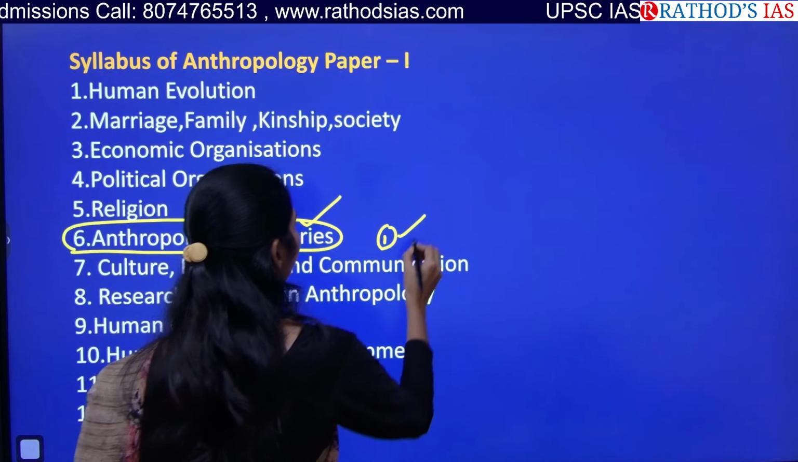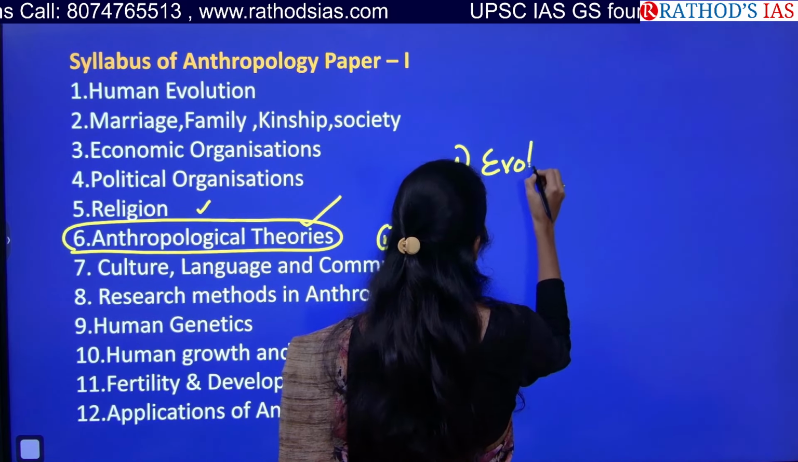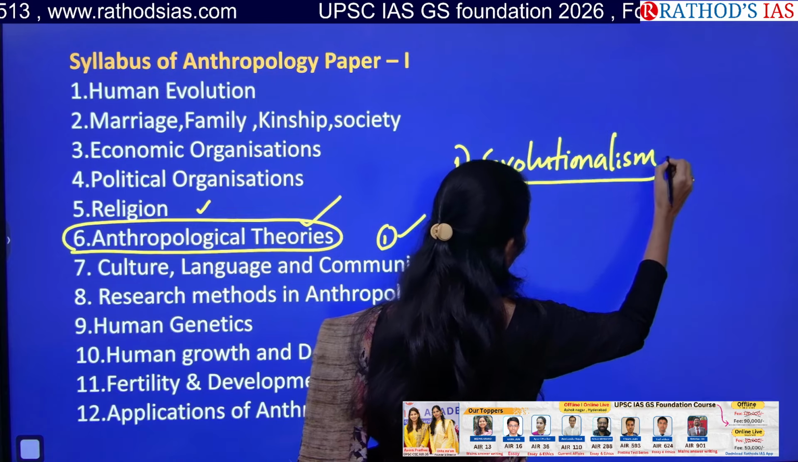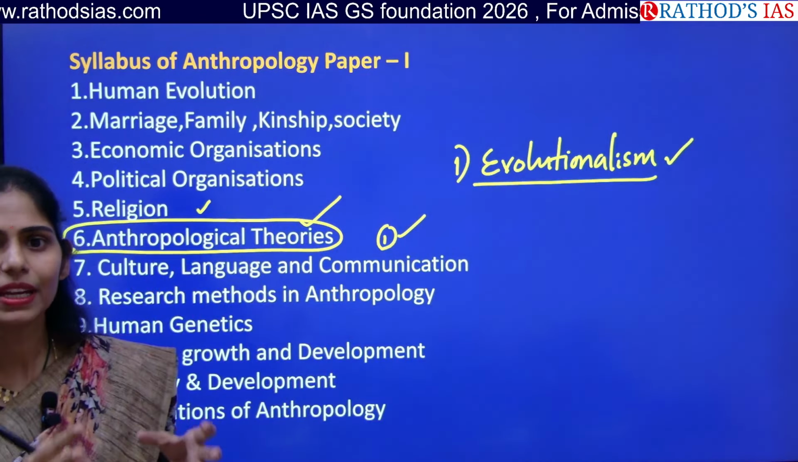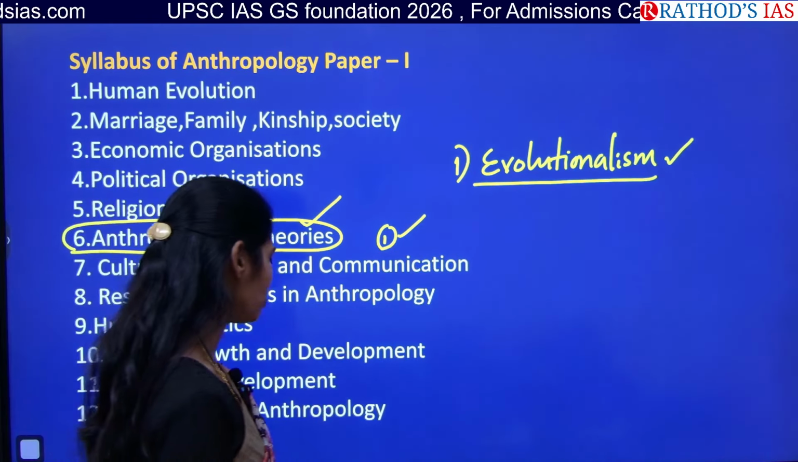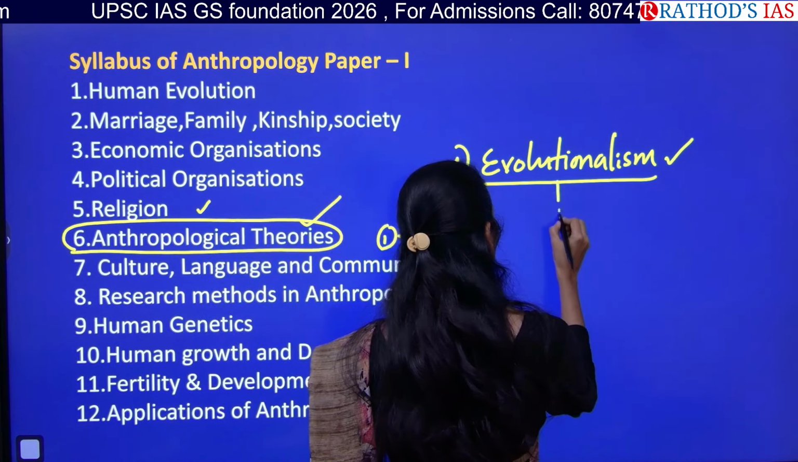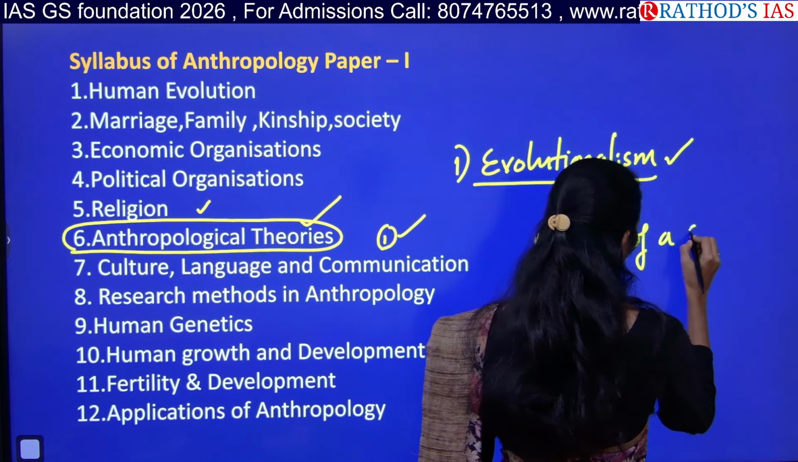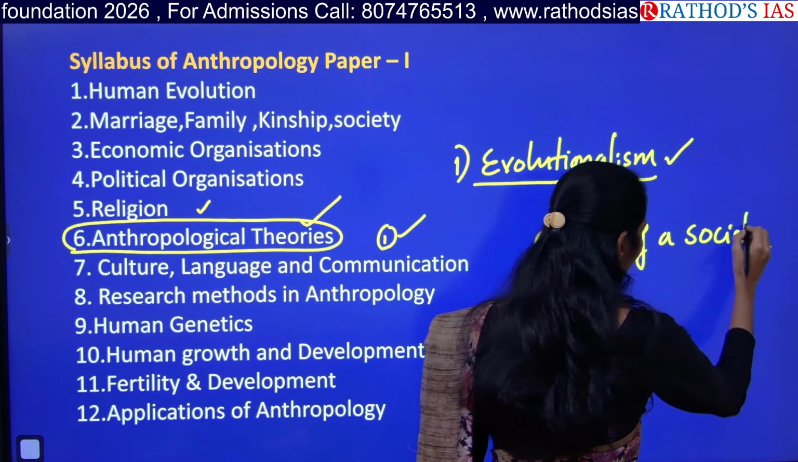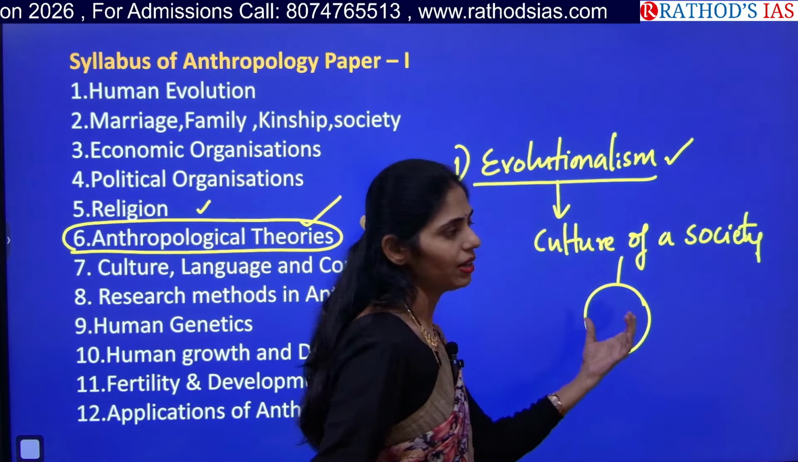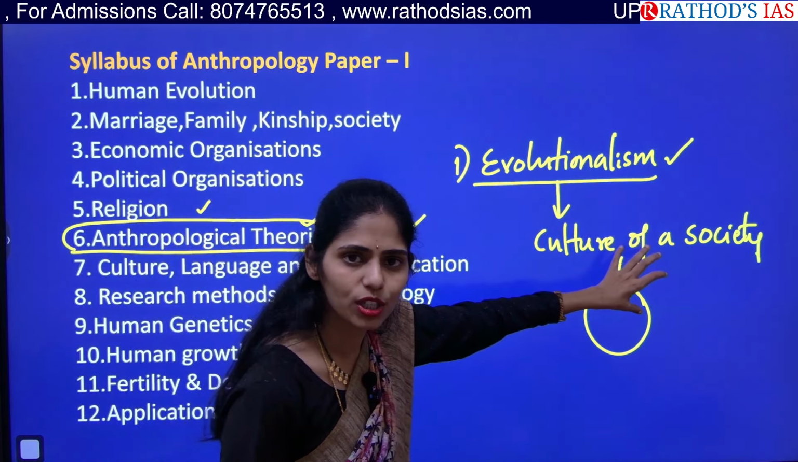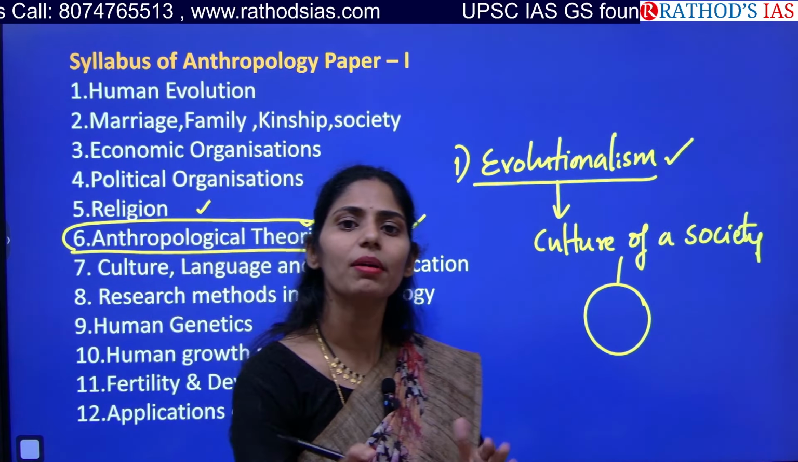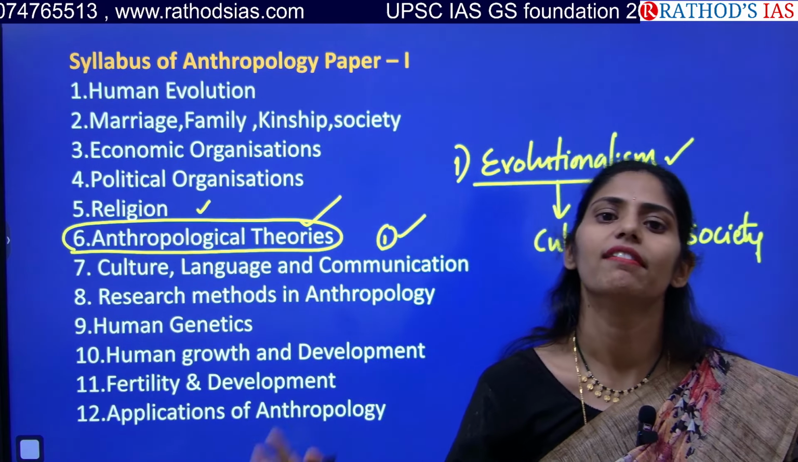Okay. So first important theory is evolutionism. So what does this theory say? This theory says how it had been evolved. Evolutionism is saying something about evolution, right? So it is saying about a culture of a society. It is talking about a culture of a society being developed from that society itself. So the culture of a particular society will be evolved from that so and so society itself. For example, Indian culture developed from India. For example, US culture developed from US.